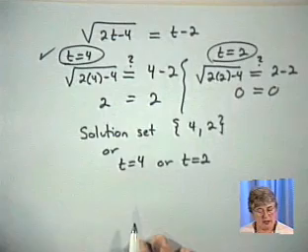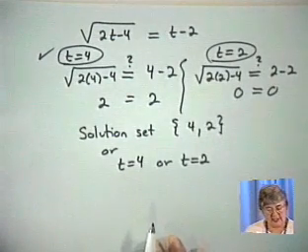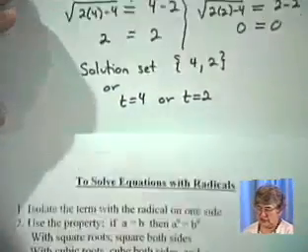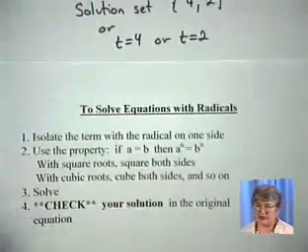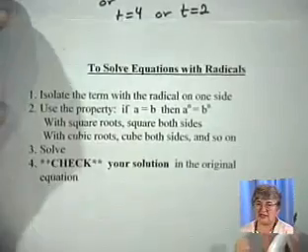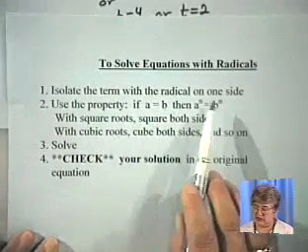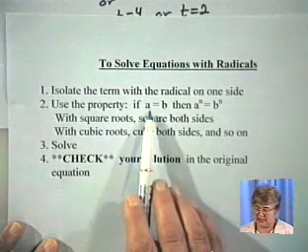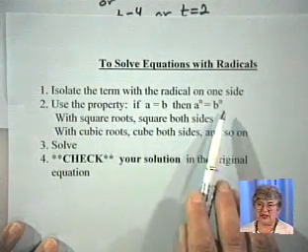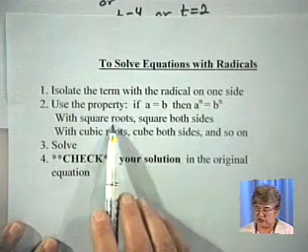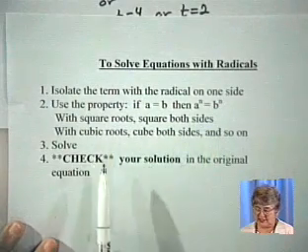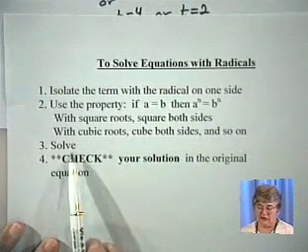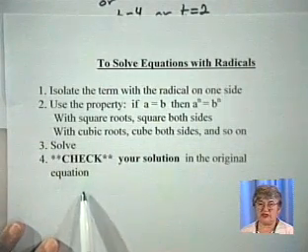Okay. All right, let's then do a summary of this. In order to solve equations containing radicals, with the radicals on one side of the equation, use the property that if a equals b, then a to the nth equals b to the nth. So with square roots, we're going to square, with cube roots, cube both sides and so forth. We'll solve, and then we'll check all the solutions in the original equation.